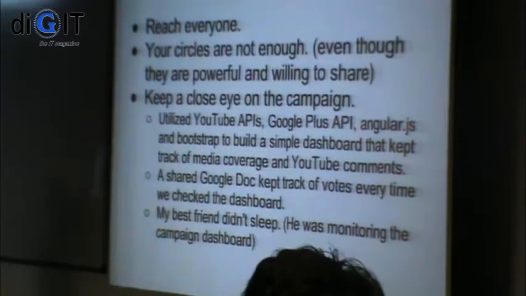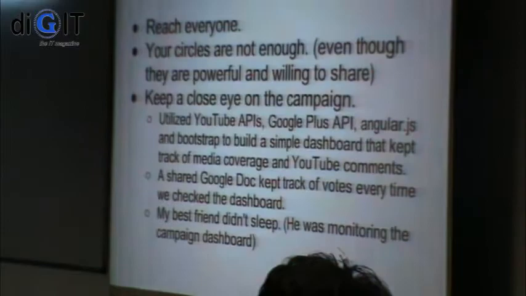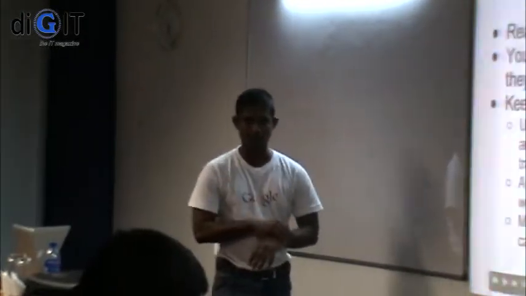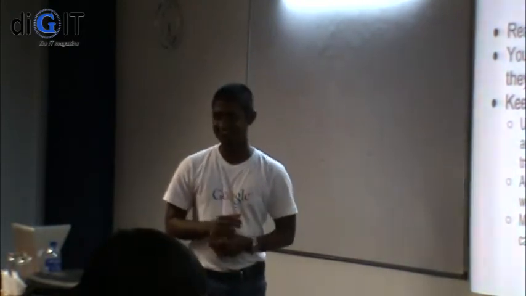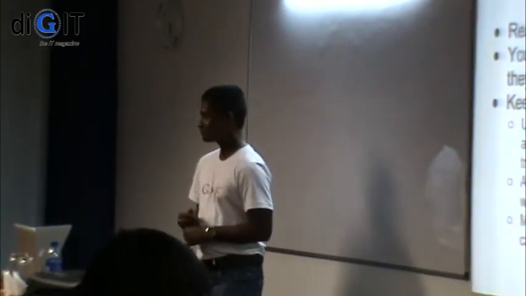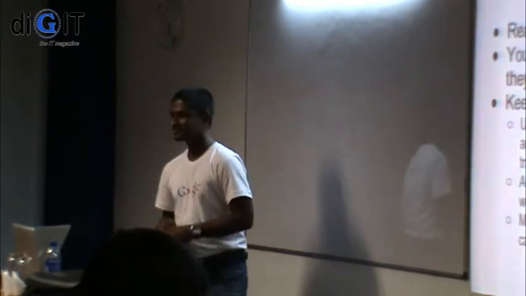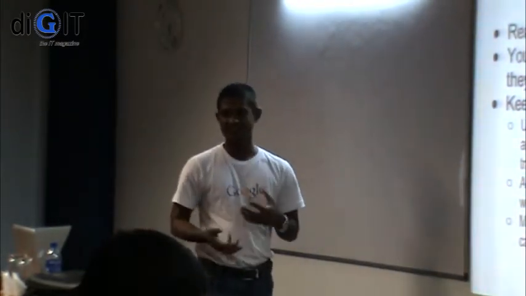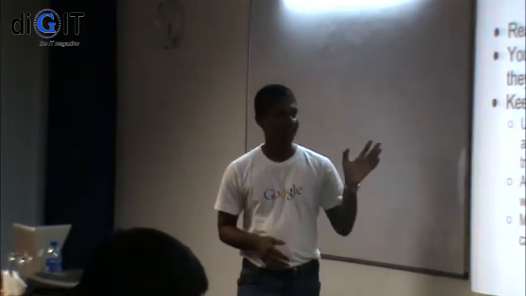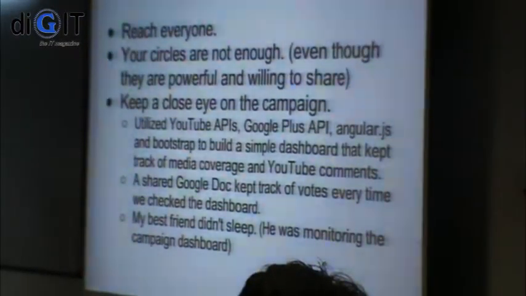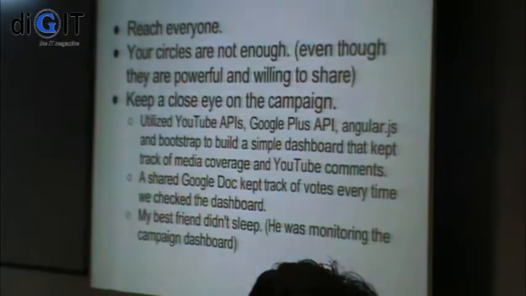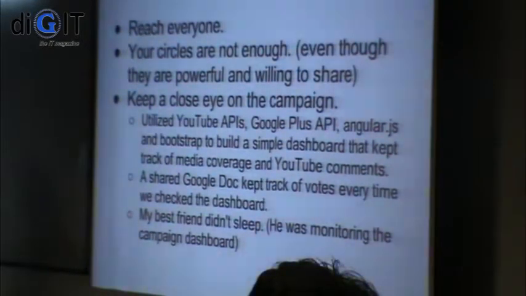And one other thing, when I was asking for votes, I was keeping a close eye on the campaigns, because I had the comments on the YouTube video open for people to come and vote. But there were people coming from other countries who were trashing it. So I built a separate dashboard using YouTube APIs, which showed me the most recent comments, and I kept track of all the top people who were getting the votes. The app was built using YouTube APIs and Google Plus APIs, because the votes were done using Google Plus.